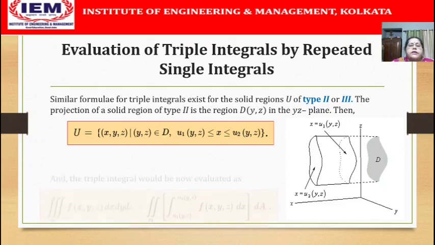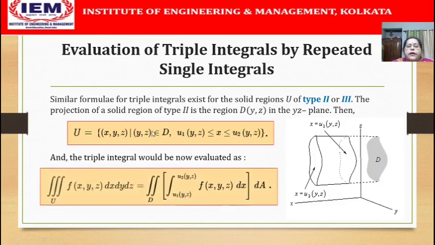And now let us see the formula for the triple integral. This is now like this, that first we integrate with respect to x from u1(y,z) to u2(y,z), and then we have to evaluate the double integral in the yz plane. And that can be done in our known way, how to evaluate the double integral.